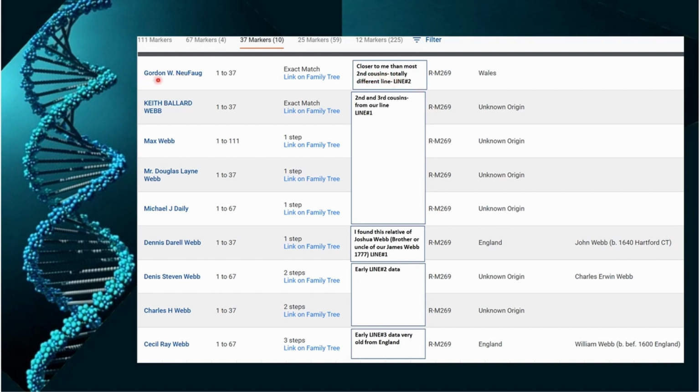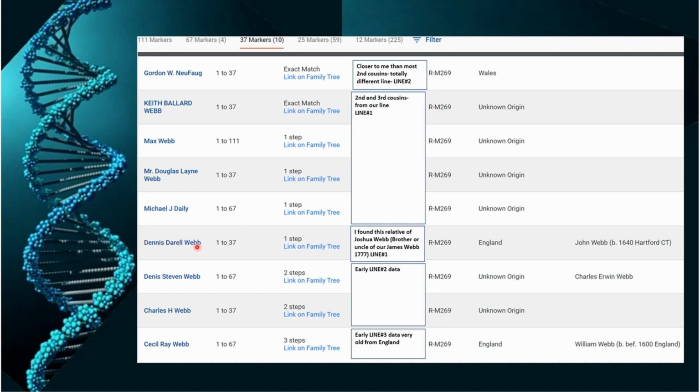You say, well, what the heck? He's got a name that his last name isn't Webb. Well, he was a Webb, but raised by a family for whatever circumstances he told me. But his real name was Webb, and that's why he was doing his DNA to see where he came from. Keith, Max, Douglas Lane, Michael, these are second and third cousins from our line. And they all are interested in how do we get past James 1777, all right?